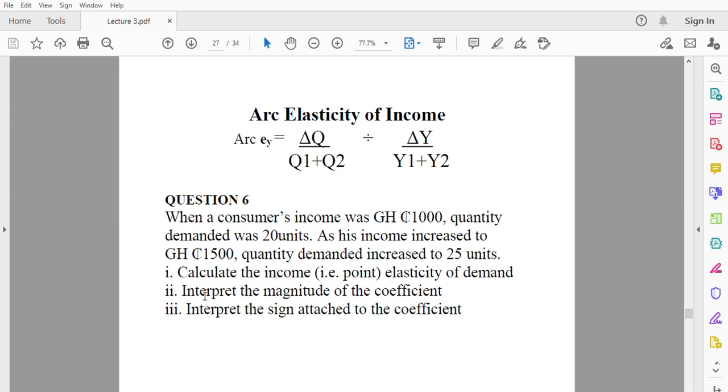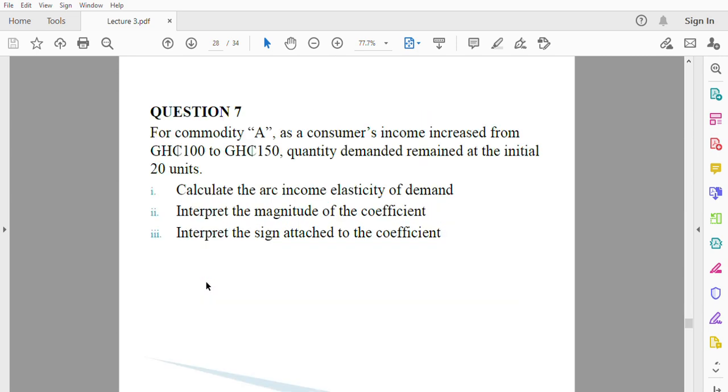Now let's look at the second part. Interpret the magnitude of the coefficient. If you calculate and you get a number greater than 1, it means it is income elastic. If it is less than 1, it is income inelastic. If it is equal to 1, it is income unit elastic. If it is 0, it is income perfectly inelastic. And if it is infinity, it is income perfectly elastic. Try your hand on this also. It is just the same scenario.